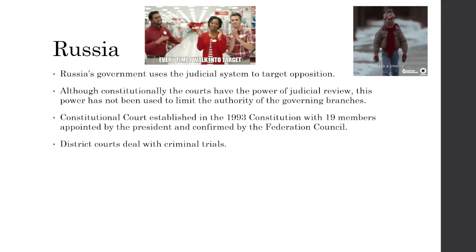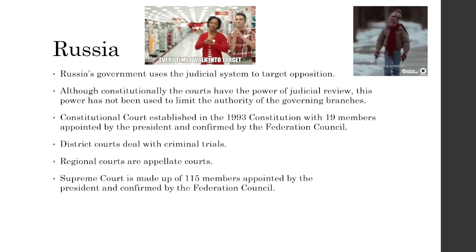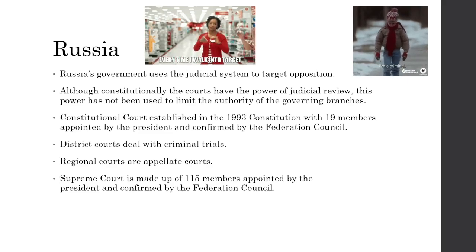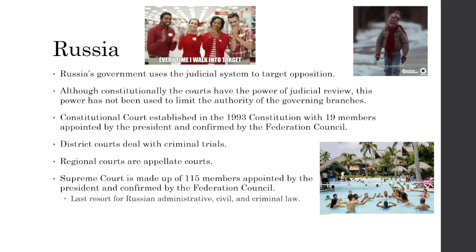But we do have district courts that deal with criminal trials. We have regional courts that are appellate courts. And we have a Supreme Court, which is the final court of appeals. And it's made up of 115 members that are appointed by the President and confirmed by the Federation Council. It's the last resort for Russian administrative, civil, and criminal law.